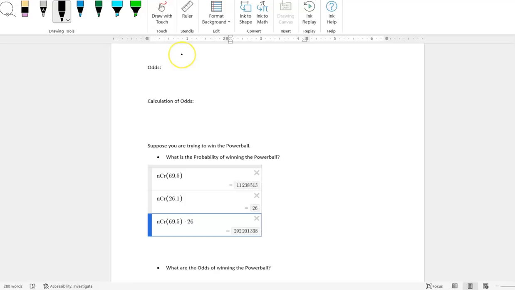An odds is the ratio between the probability that an event happens versus the probability that the event does not happen. So that's what the odds are. Generally speaking, odds are associated with money.